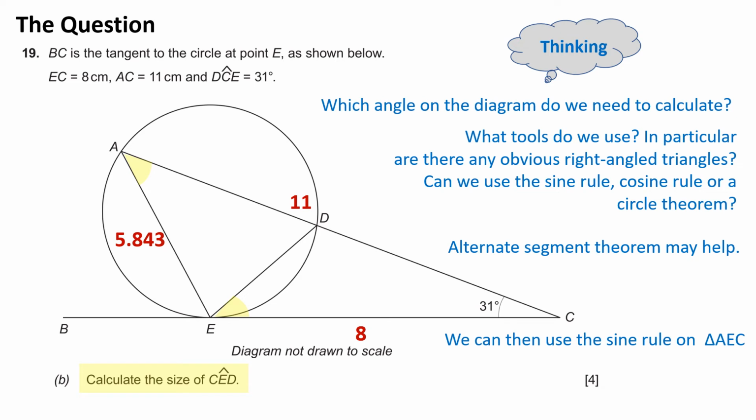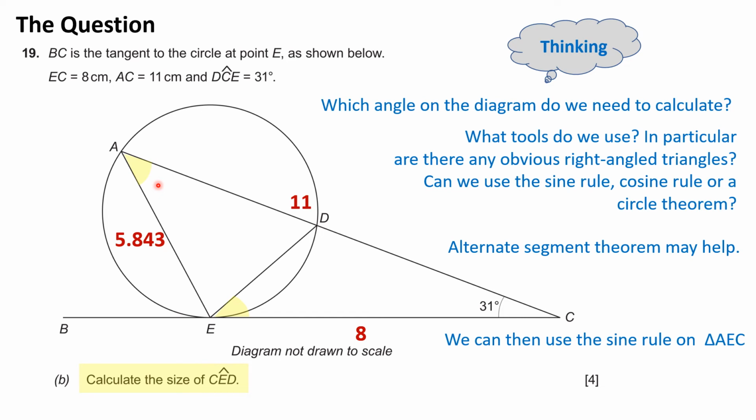Now, it's not obvious. Let's just think about this. If we want to calculate this angle at the bottom, then this triangle CED is a bit information poor, as in we've got one side and one angle, and we need 3 bits of information to get going. So in particular, we don't have enough to use sine or cosine rule. So let's go back to what we were saying.